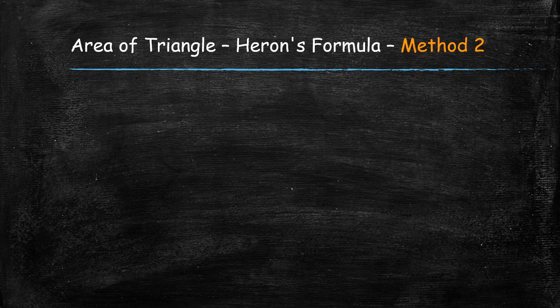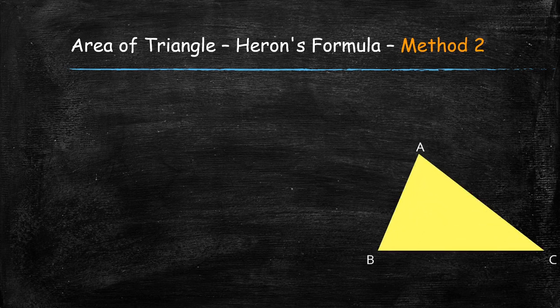Now, the second method, the Heron formula. It is a very interesting formula. So let's see. We draw a scalene triangle. You can use it for any triangle basically. We know the sides of the triangle: 6.6, we keep it as a; 10 centimeter, we keep it as b; and 9.2 centimeter, we keep it as c.